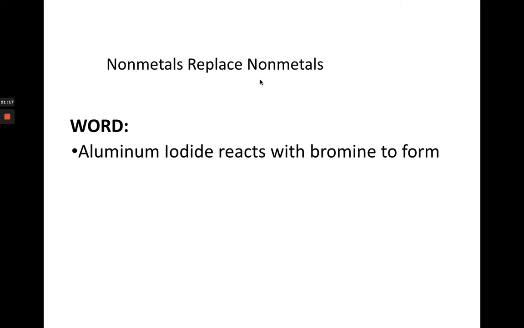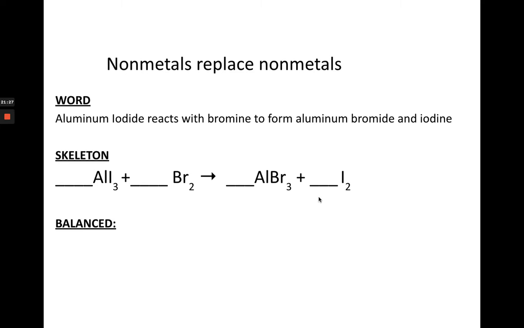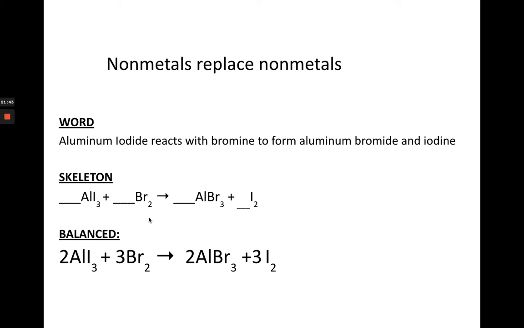Now, nonmetals can also replace nonmetals. So here's another one. Aluminum iodide reacts with bromine to form aluminum bromide and iodine. Here is the skeleton. Here's aluminum. Again, you have to make sure that you're balancing based on charges. You have to remember that the halogens, like bromine, are diatomic. Once you've written the correct skeleton, you will balance using coefficients, and there you go.